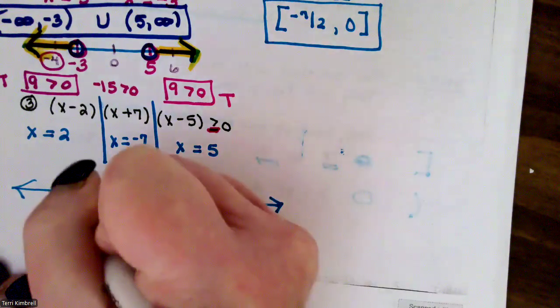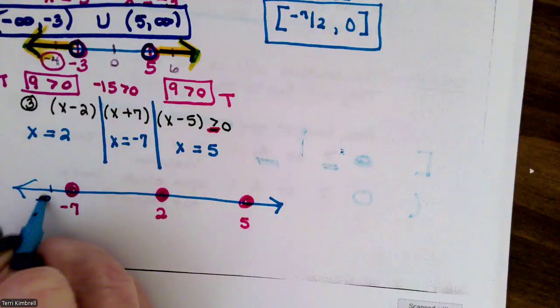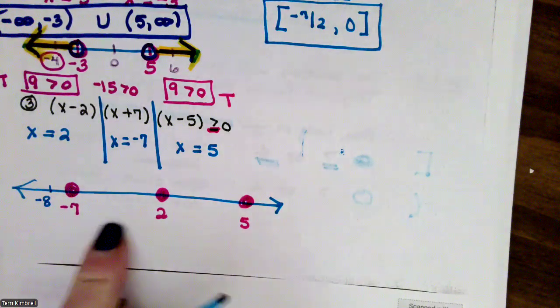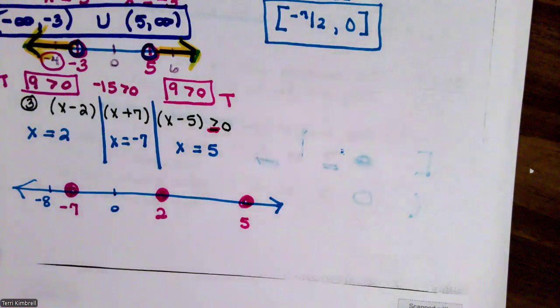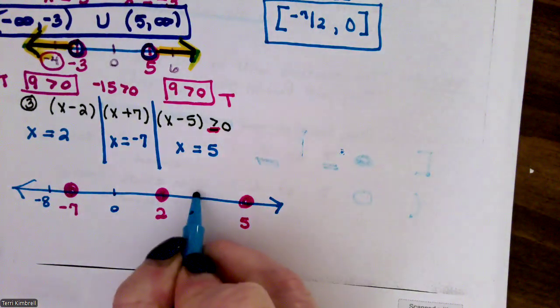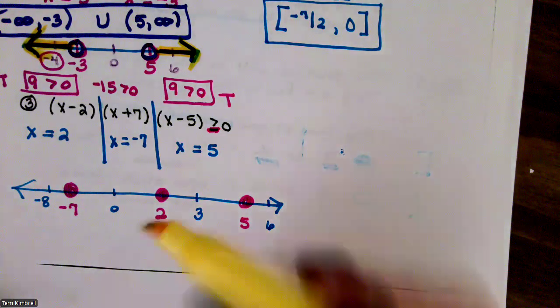Okay. Remember that you are testing a point to the left. So we would test a point -8. We would test a point between those. So 0 would fall between that. Then I'm going to test 3. And finally 6. Now, when you test those, you are putting that into the original problem.